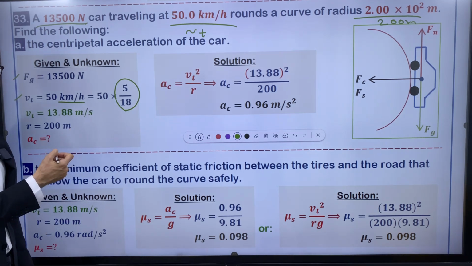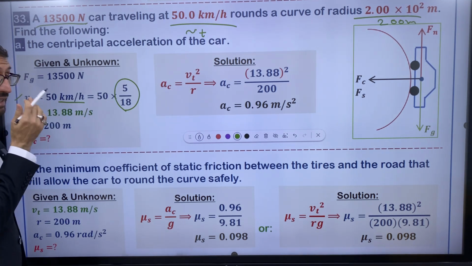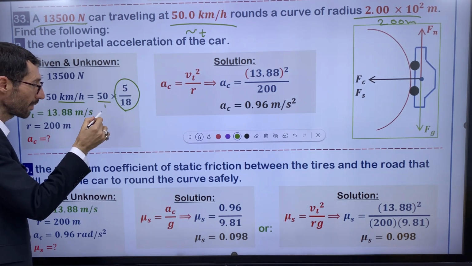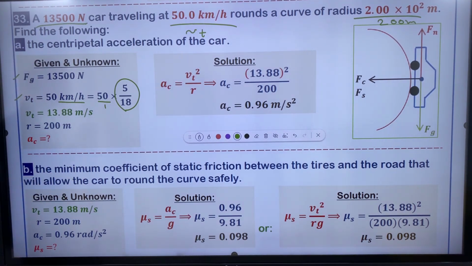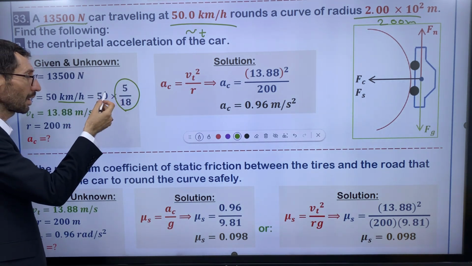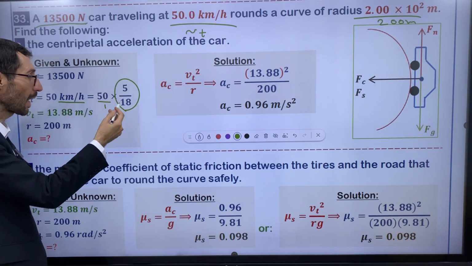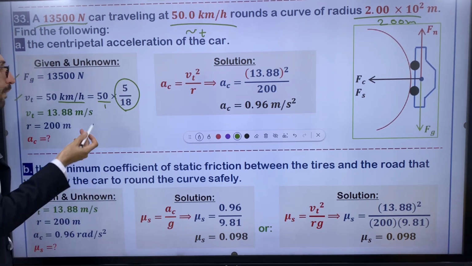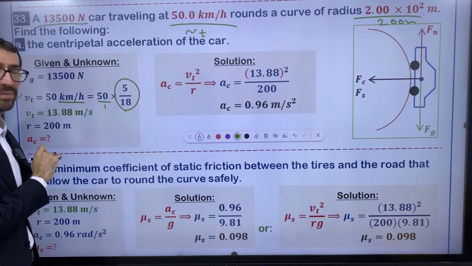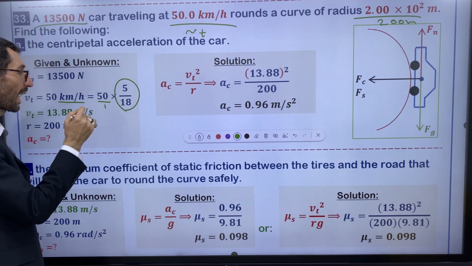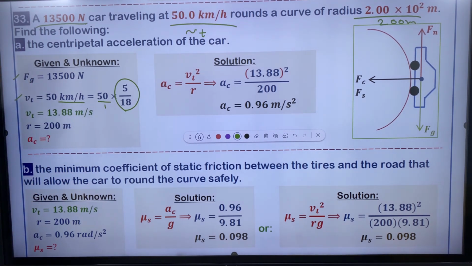Teacher, how do you multiply this number by this ratio? Put a denominator of 1 for 50. So numerator multiplied by numerator, denominator by denominator. 50 multiplied by 5, 250 divided by 18. And you get the number, actually, this number. This is the VT, the last result, actually.